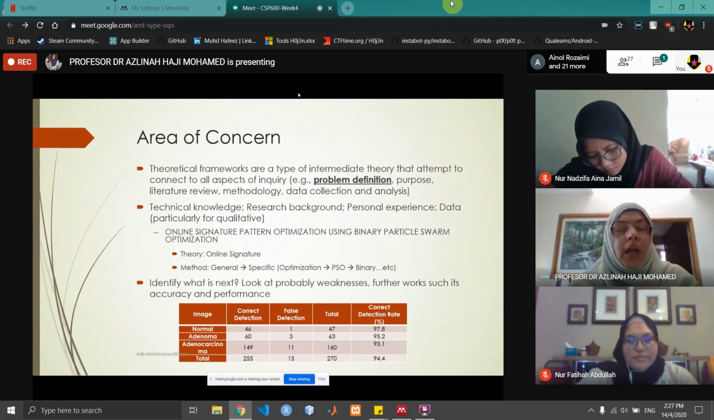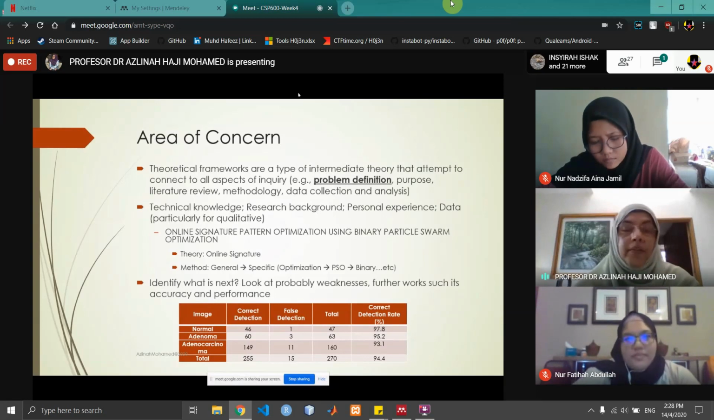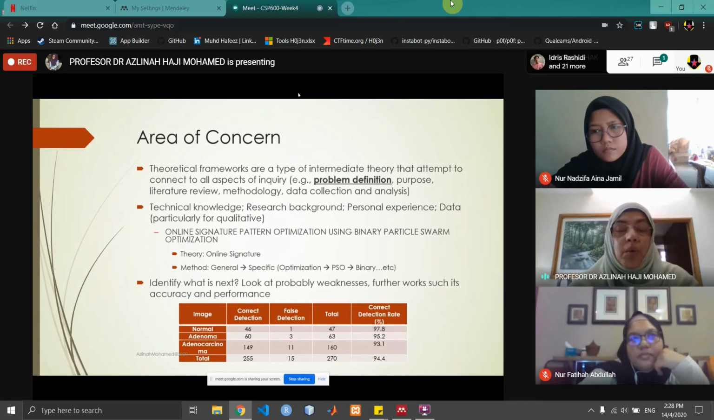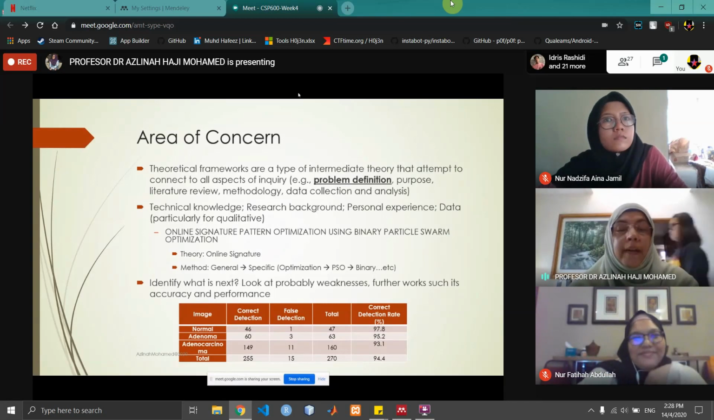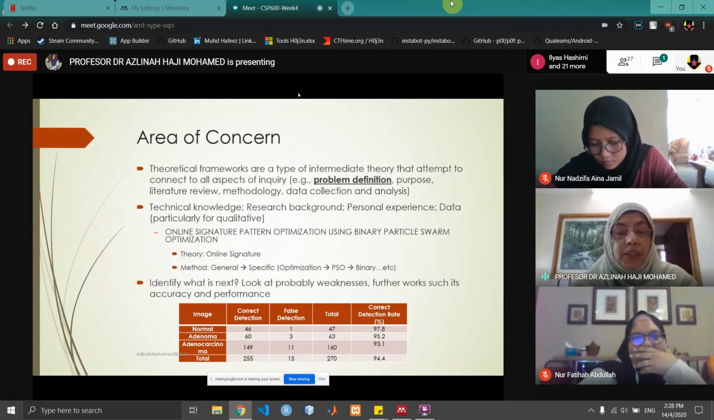Now, how do we identify what is next after that? Once we know this, what do we do next? Now look at the probability of the weakness and the further works, such as the accuracy and performance. I'll give you an example of a table in front of you now. This is a work that people did on looking at images to detect an image, right?